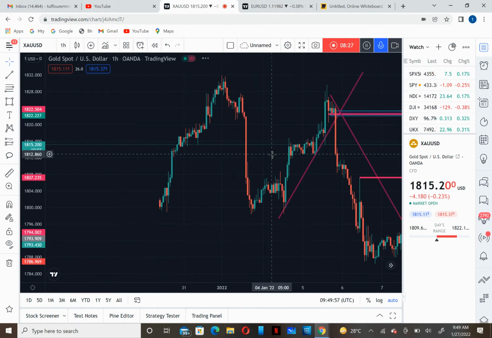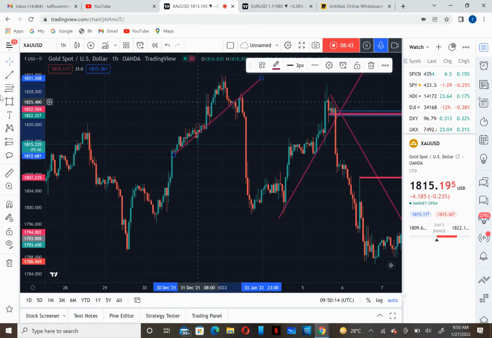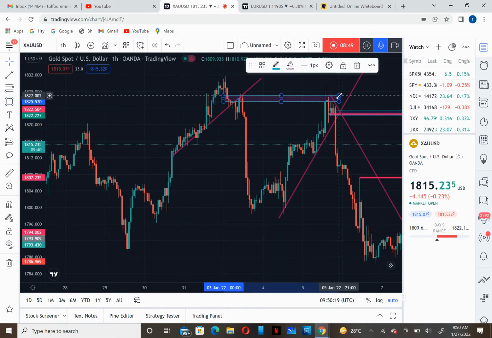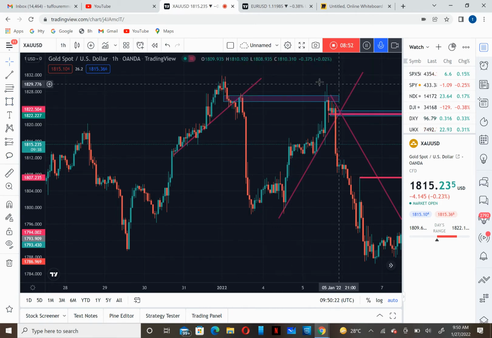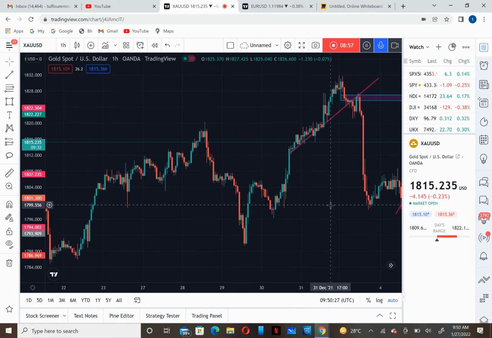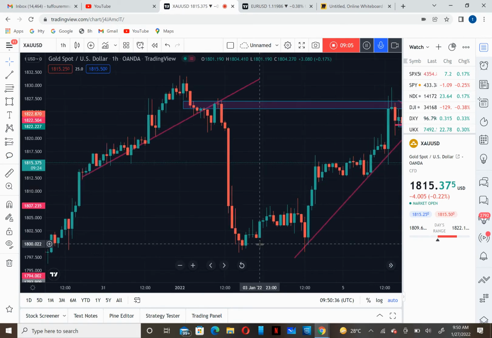Let's take another one. It works on every time frame. All the time frames, it's working there. Yeah. So let's take this short one here. You can see from here, this is the breaking point. See price coming back to that zone again. So always the price will come back to that zone. Always.